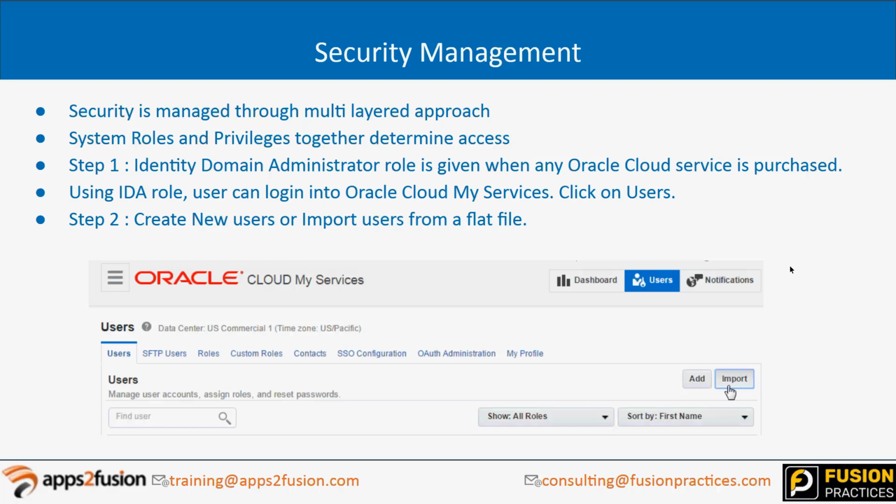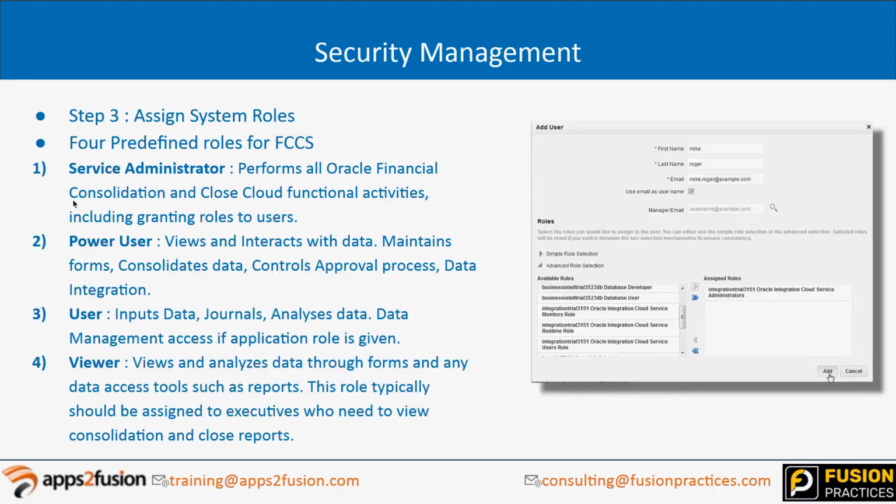And how do you provision them? You provision by giving them roles. The roles typically are the four roles that you see on the screen: service administrator, power user, user, and viewer. There are just four predefined roles. You give them while creating the user itself, like you see in the screenshot. When you are creating the user, you can select the available roles and assign them. If you have multiple subscriptions, obviously you will see a lot more roles respective to those subscriptions.